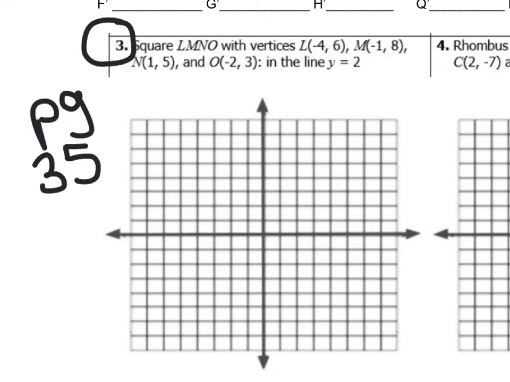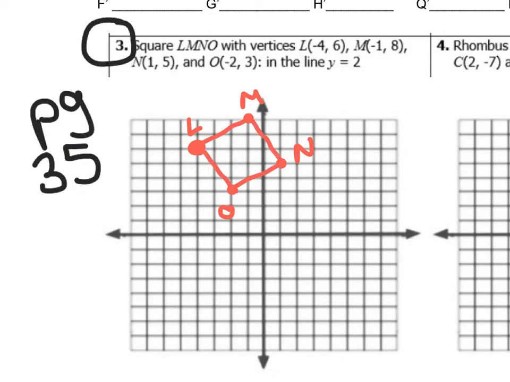So L is (-4, 6). M is (-1, 8). N is (1, 5). And then O is (-2, 3). So here is my original square L, M, N, O.